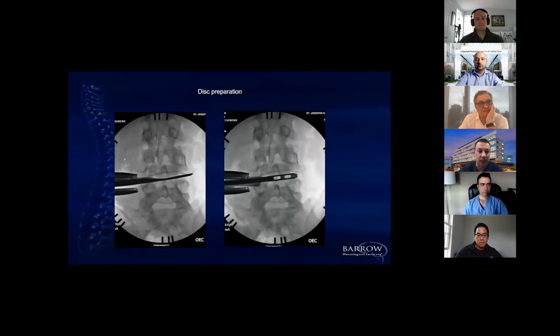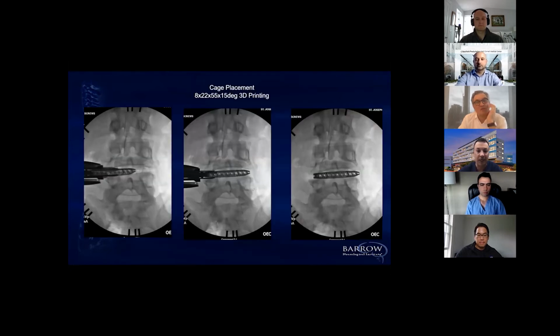And then we start doing the bone work as you see here. You go with the cup, you go with the box cutter, through and through, making sure that we get good disc and end plate preparation. And in this case, we're using a 3D titanium implant. Notice that I'm not oversizing the implant.